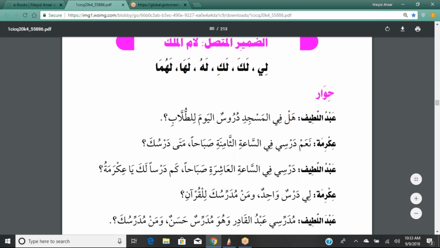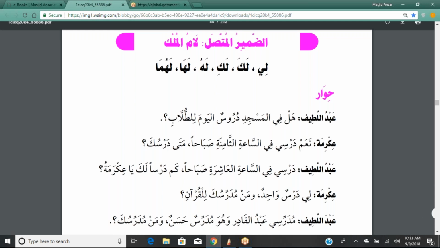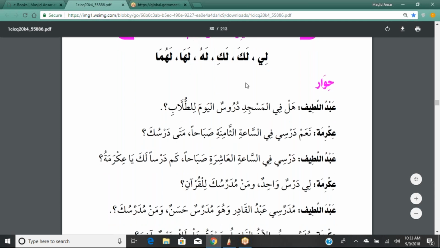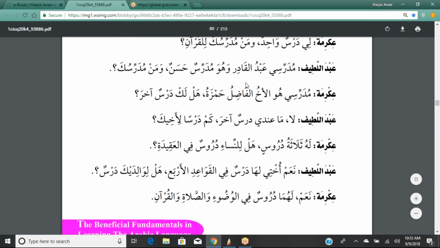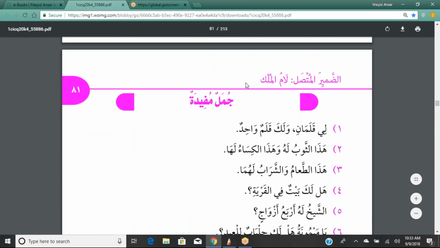Li, walaka, walaki, walahu. We're going to have some beneficial sentences concerning this lamul mulk, which means it's mine, or I have, or it's for me, or you have, or it's for you, depending on the content of the sentence.